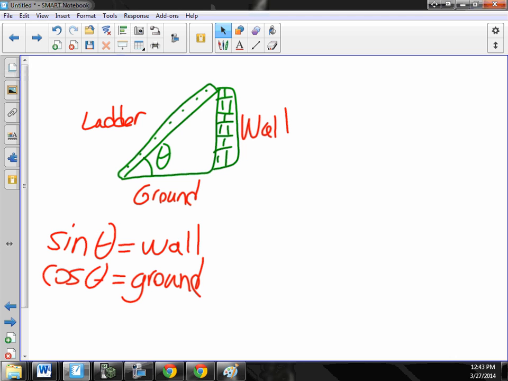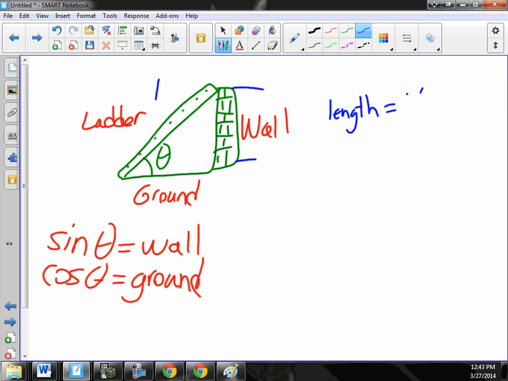So yesterday we learned sine is equal to the wall when the ladder is length 1. Cosine is equal to the ground when the ladder is length 1. Why else do we like the ladder length 1? If the ladder is length 1, then the height of the wall is equal to the percentage. And that is so important you don't realize it, and you won't for a little bit.